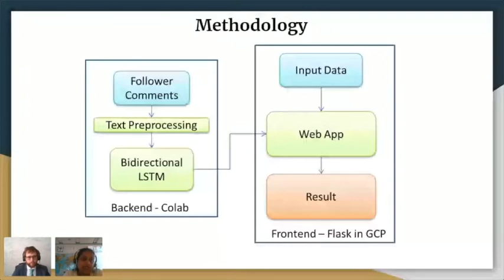The results of this model are stored, and then you have the front end, where you have a web app where you can go and type a comment, and it would be able to give you the intent of that comment as well. So what I'm presenting here is just an MVP, and it's been implemented currently by the company, by my client.